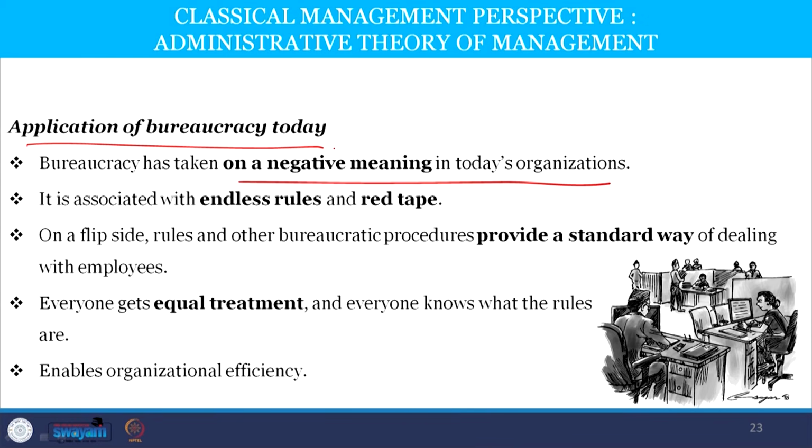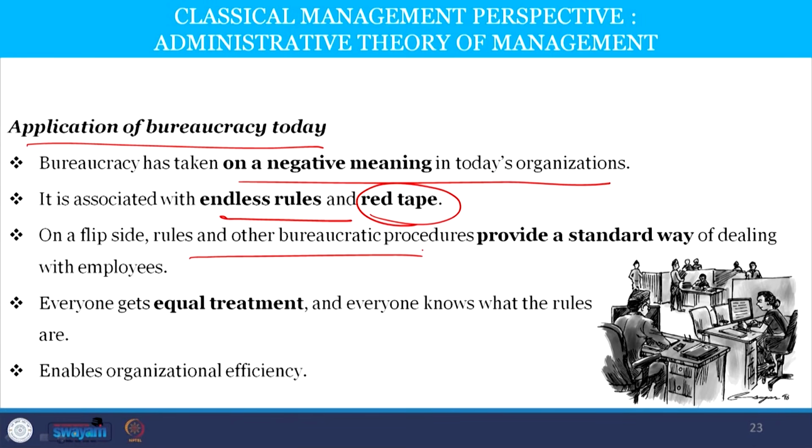It is associated with endless rules and regulations. It is also considered to be excessive red tapism. Too many rules and regulations will sometimes lead to inefficiency. On the flip side, rules and other bureaucratic proceedings provide a standard way of dealing with employees. Everyone gets equal treatment and everyone knows what the rules and regulations are. People's behavior is guided and there is very little chance of deviating from the rules and regulations. It also enables organizational efficiency.